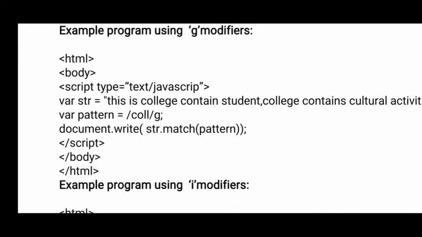Here you see an example program I have given, script type equals JavaScript. Here str is a string. In that string what you want to search, COLL I want to search. And one more flag, G, I have given. G means global, so the entire document we want to search. That is the flag. Now if it is matching, then that text will be displayed on the browser window. Here we are using the match function of regular expression, which is used to find the pattern on the browser window.